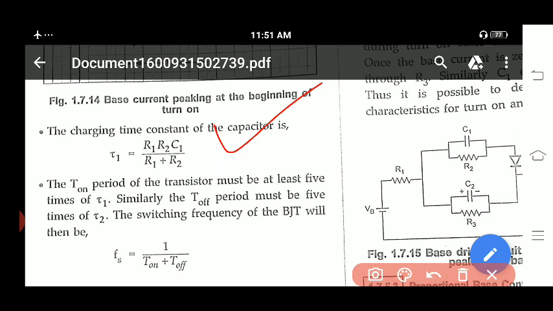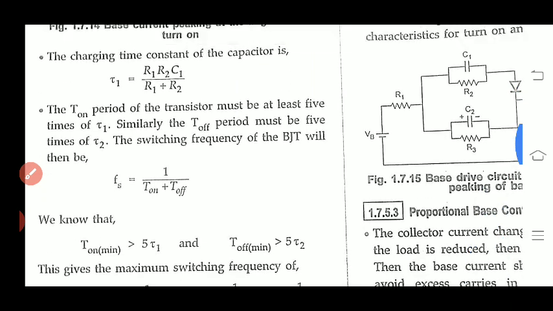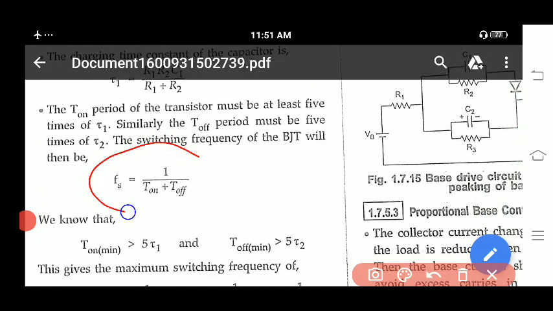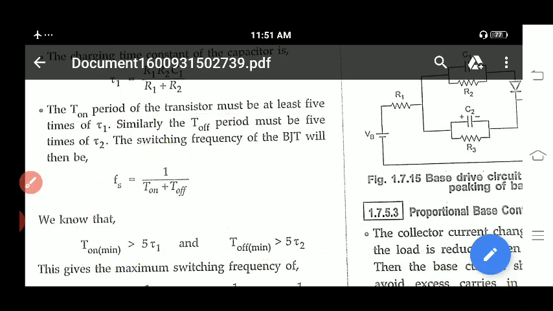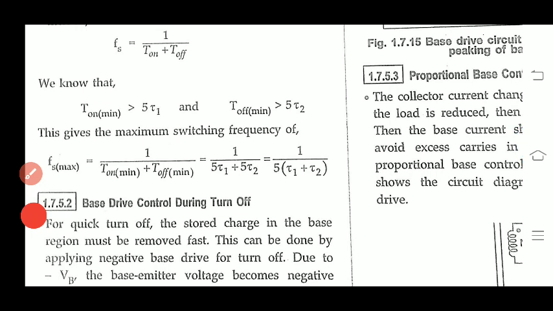Next, switching frequency Fs can be given by 1 divided by T, you know that. T is nothing but the sum of turn on period plus turn off period. Here they have written that T on period of the transistor must be at least 5 times T1. T off period must be 5 times T2. So according to this statement, with T on minimum and T off minimum, we get the switching frequency expression, and the maximum switching frequency.